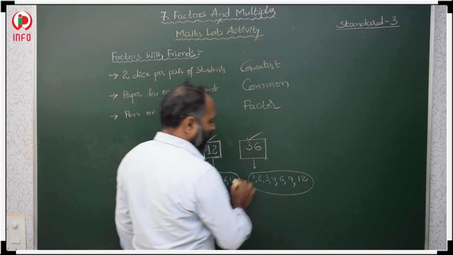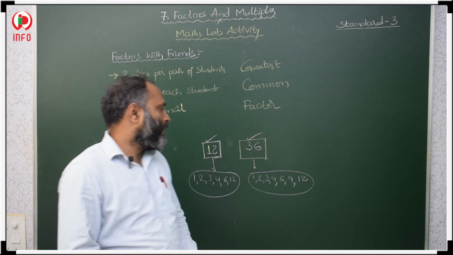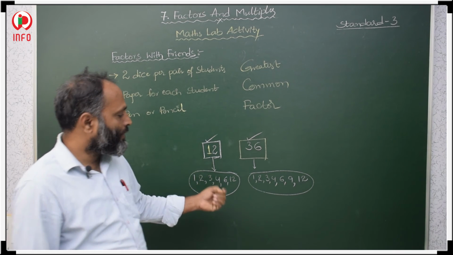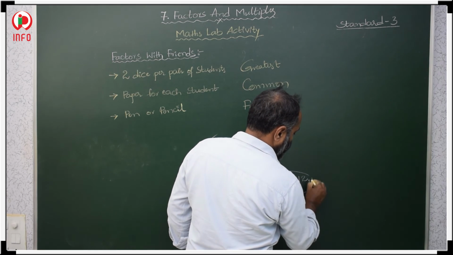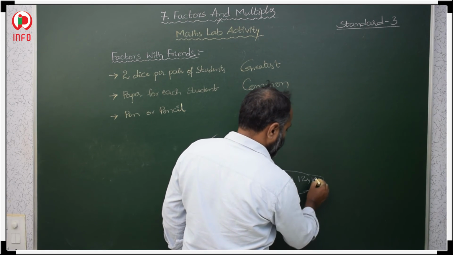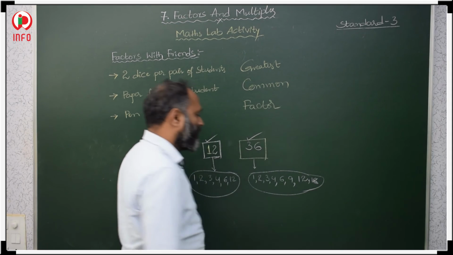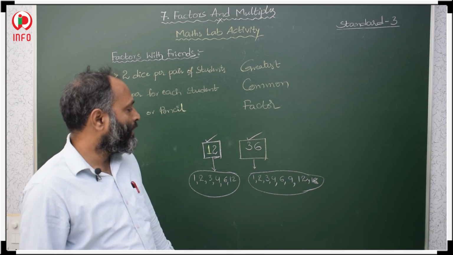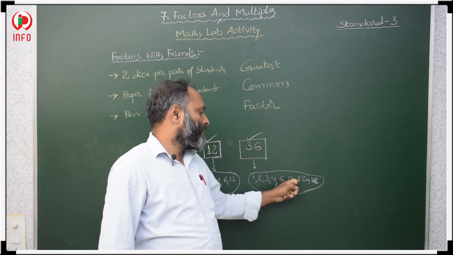After finding these factors, now what do you have to do? After that, 18 is also a factor, so that also you have to write. 12 is also a factor. So all these factors we have to write: 1, 2, 3, 4, 5, 6, 7, 8.